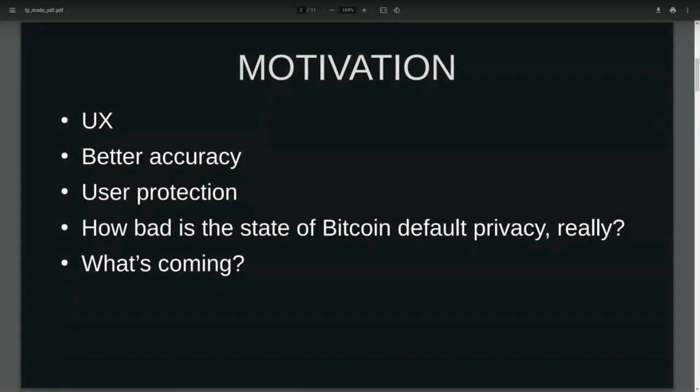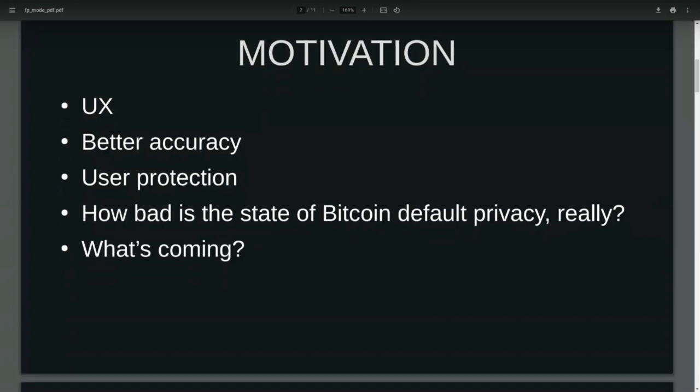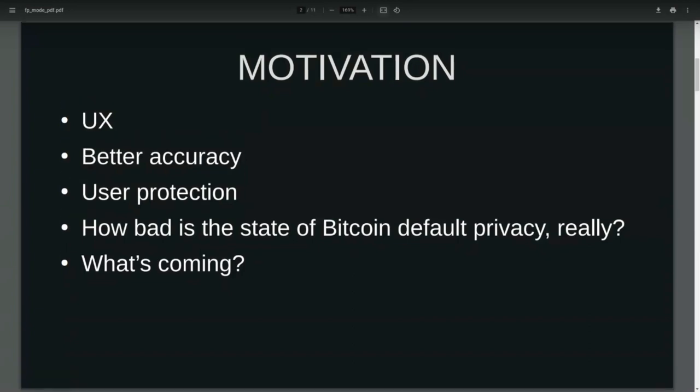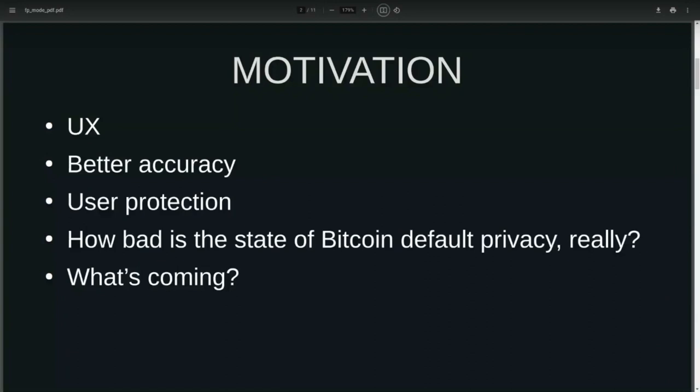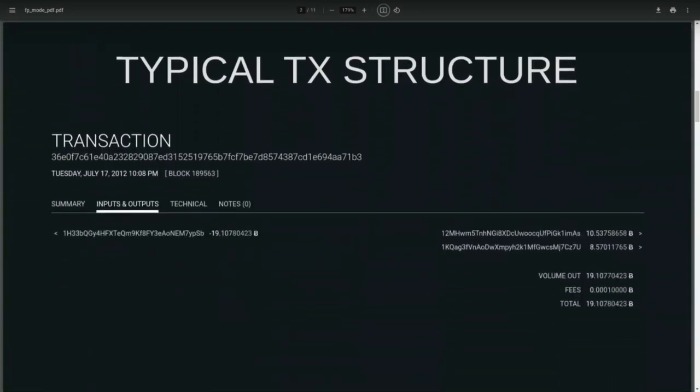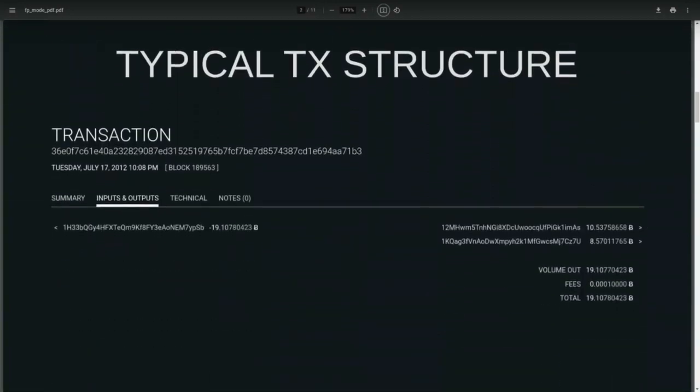And the last thing that was a motivating factor is the research that we've been seeing coming from academics, funded by the likes of Chainalysis and others. And so, what we'll do first is we'll just review what a typical transaction structure looks like.